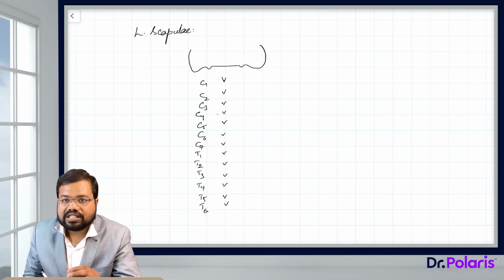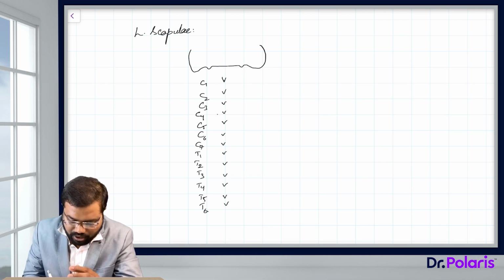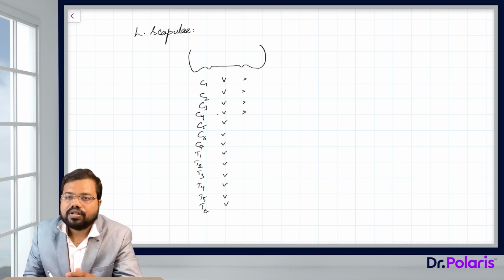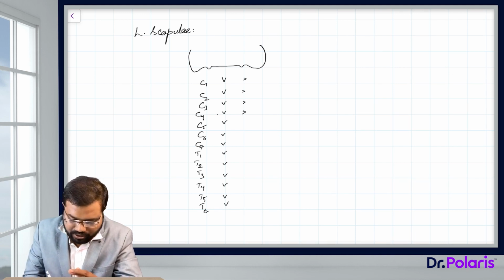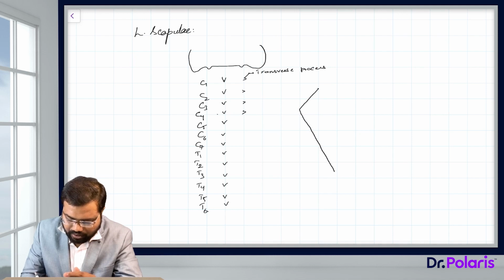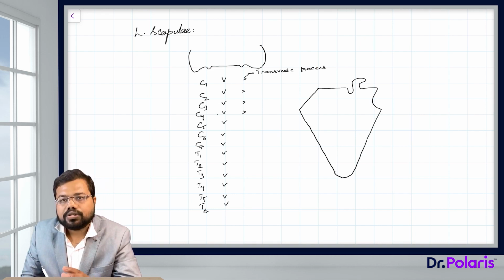And I am giving only the transverse processes of C1 to C4. Why? Because levator scapulae actually originates from the transverse processes of C1 to C4. So this is a transverse process. Then if you draw the scapula, this is the scapula, the superior border having the projections. So this is how the scapula is present.